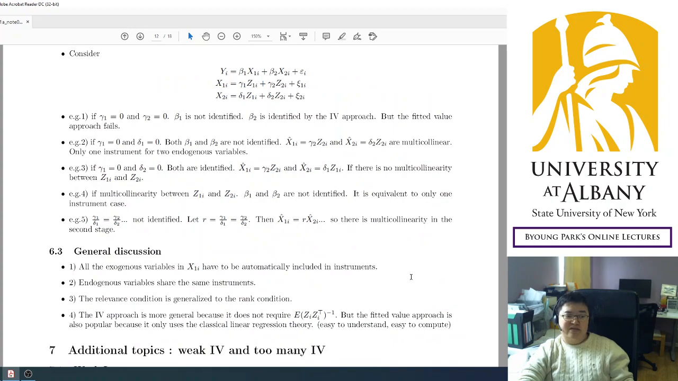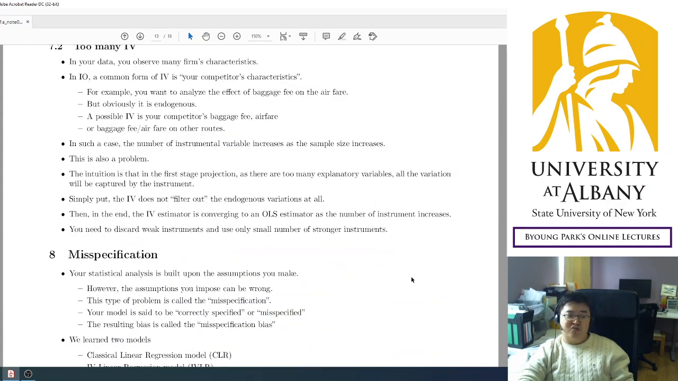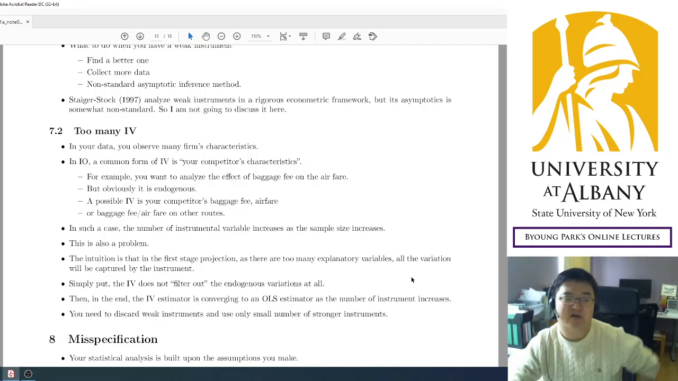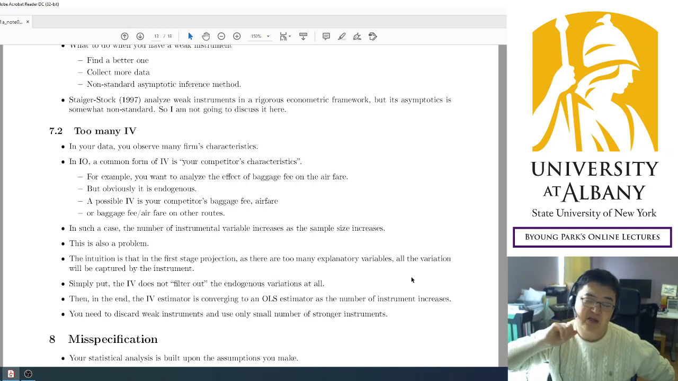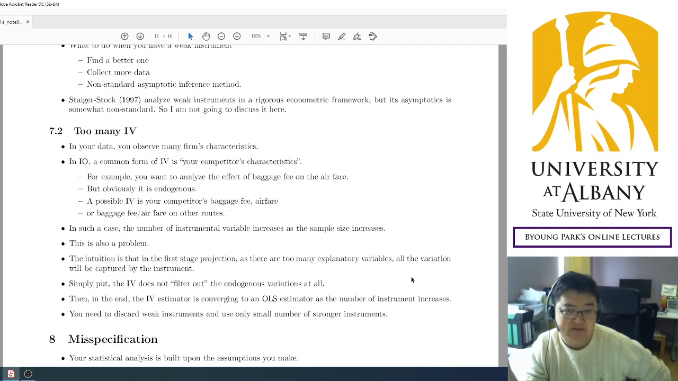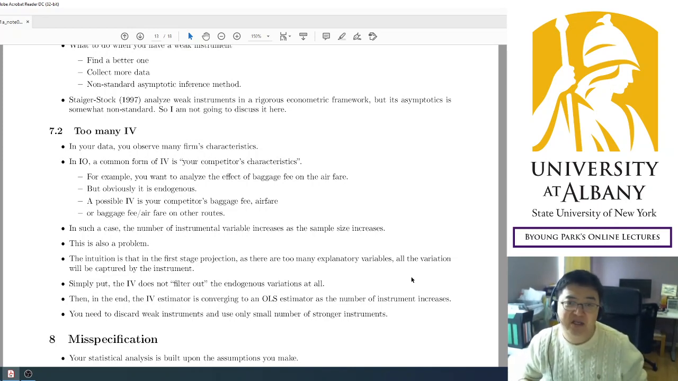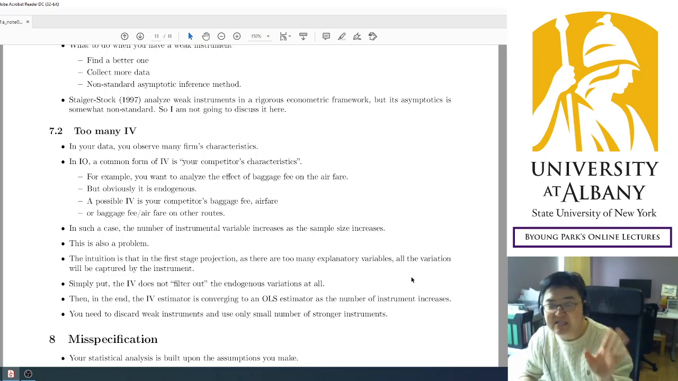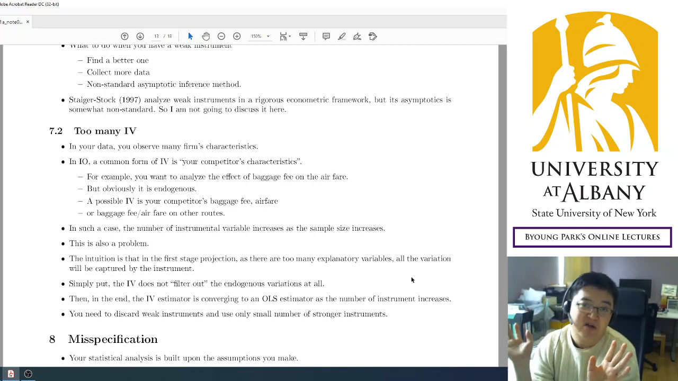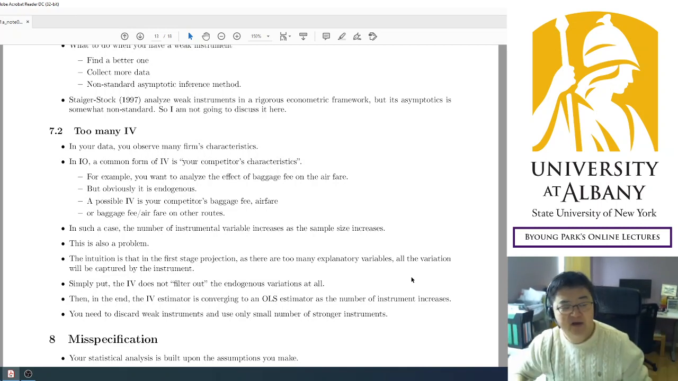So that's the problem. It happens when there are too many instruments. And of course, it is purely a theoretical problem. If the number of instruments is infinite, then the estimation will be equivalent to the OLS. In a finite sample, in reality, you are not going to get an infinite number of instruments. Still, if you have too many instruments, then your estimator will be no different from an OLS estimator. So the OLS estimator is the estimator that ignores the endogeneity problem. So you are not doing anything to fix the endogeneity problem.